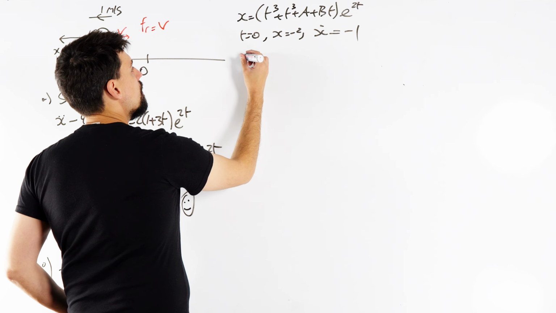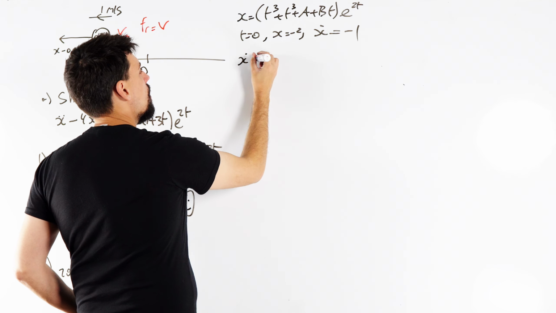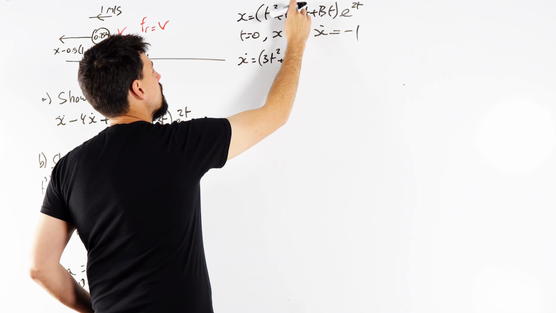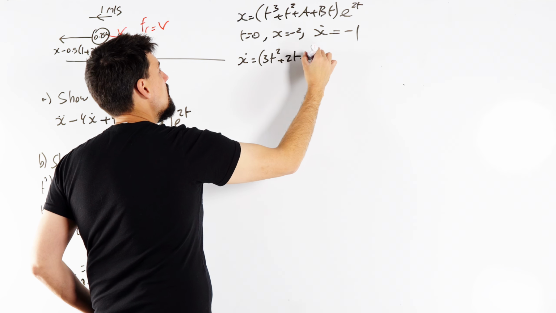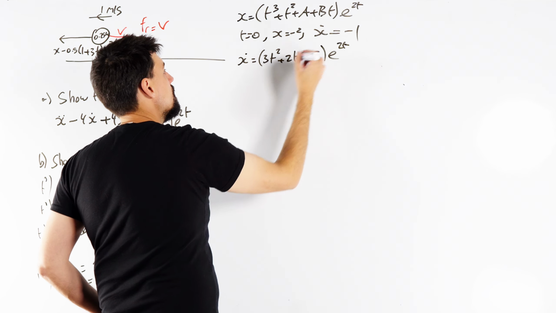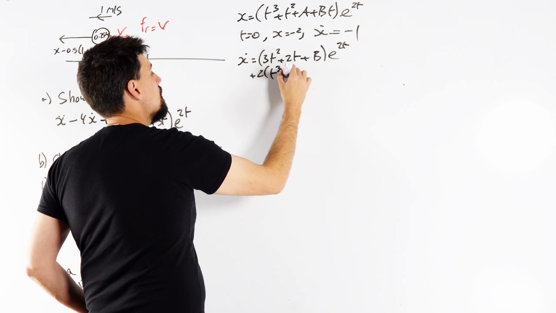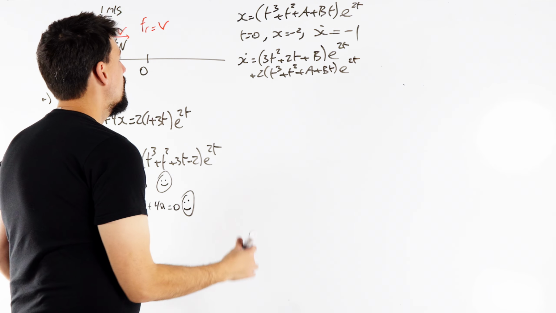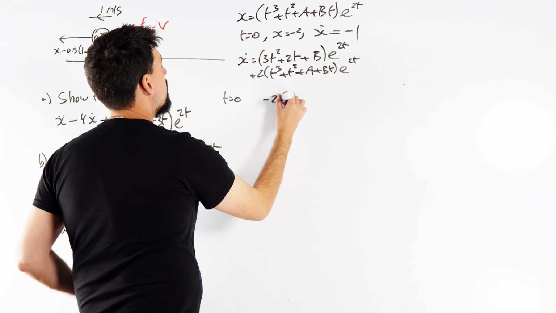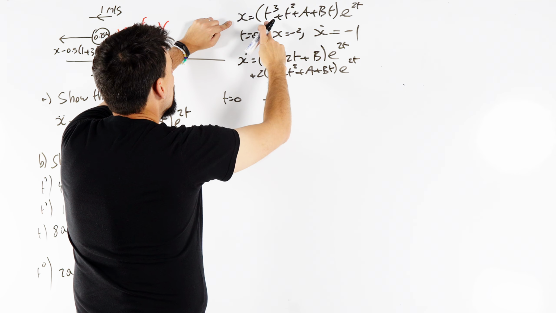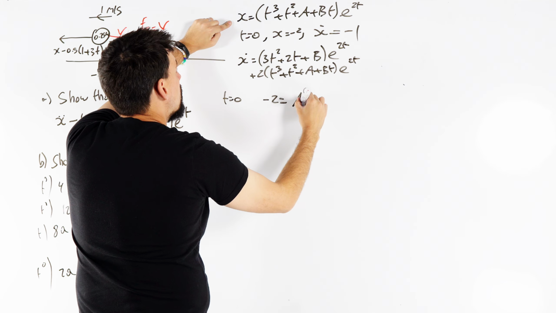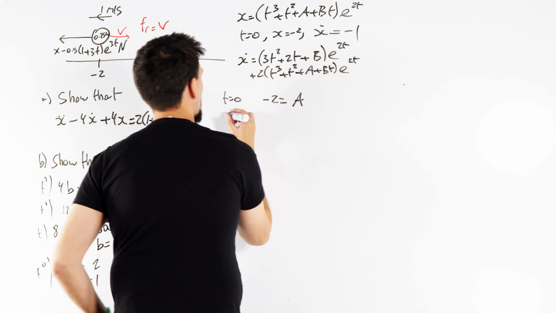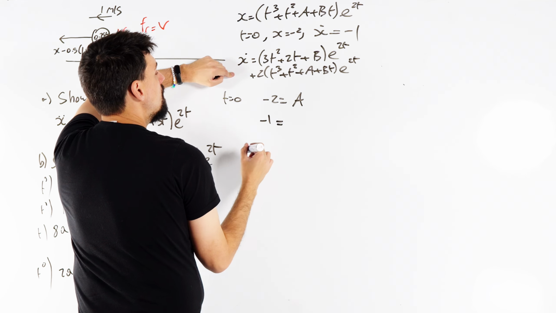Let's go. So, what is x dot? X dot is, differentiate all of that. 3t squared plus 2t plus b e to the 2t plus 2 lots of t cubed plus t squared plus a plus bt e to the 2t. Right, let's plug in t as 0. X should be minus 2. So what am I left with? 0, 0, 0. Ooh! A times 1. Awesome. Aha! I wanted that. And then x dot is minus 1.